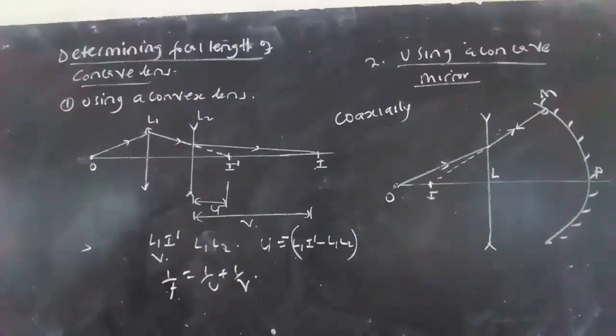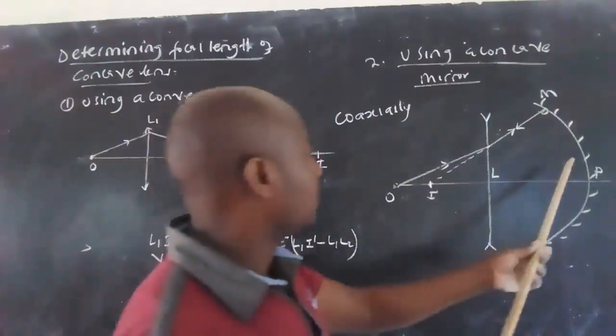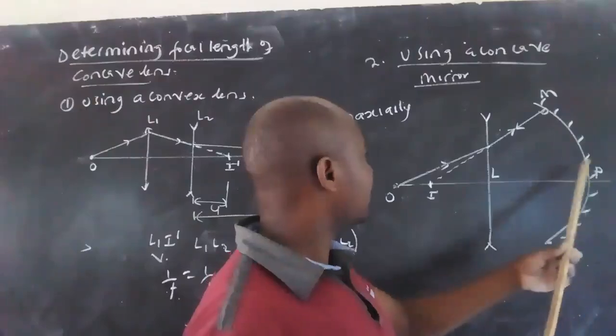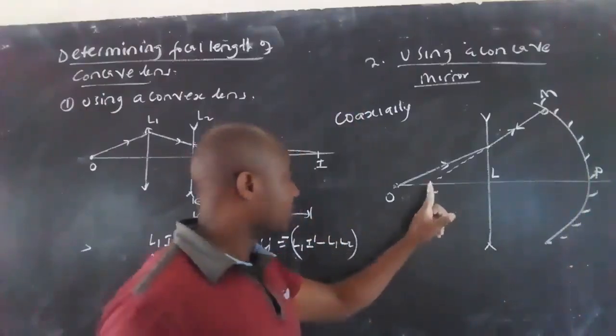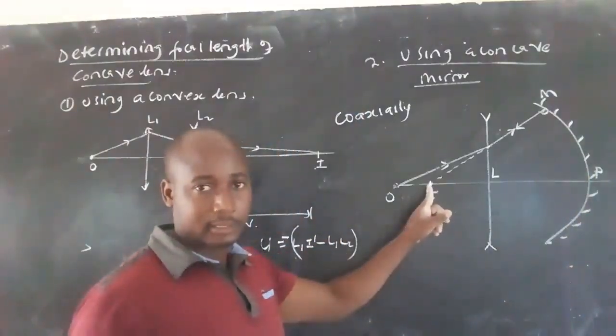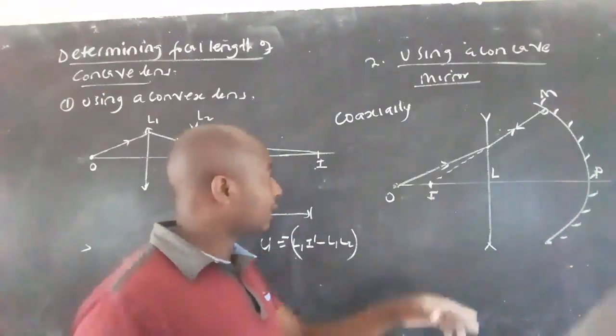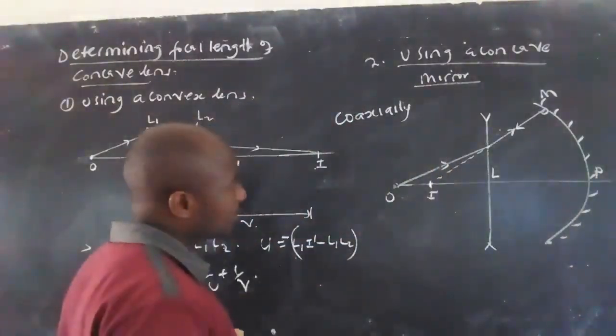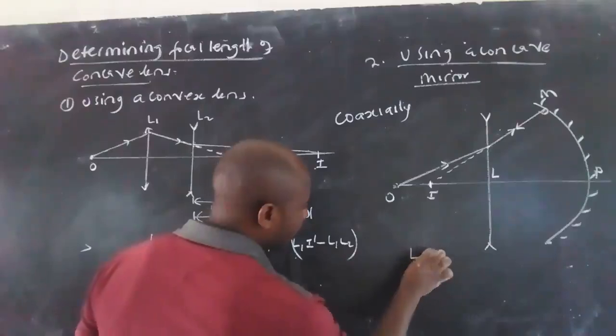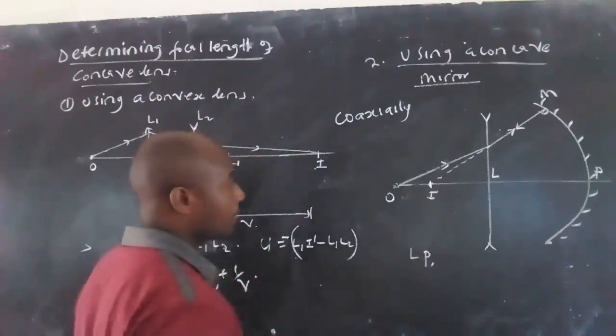Until the object coincides with its image. So we shall adjust here. The concave mirror is adjusted until the object coincides with its image. Then after that, the distance of separation, that is LP, is measured and recorded.